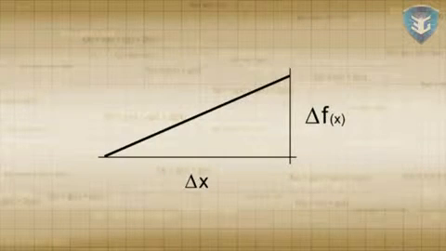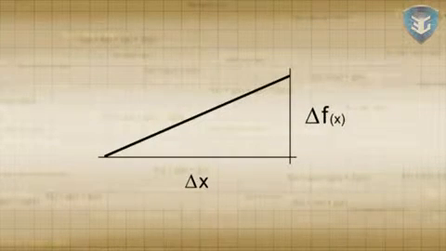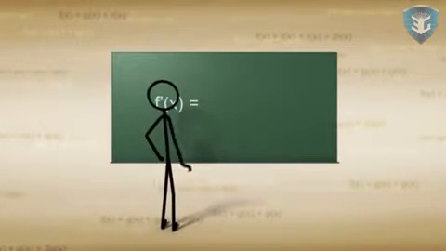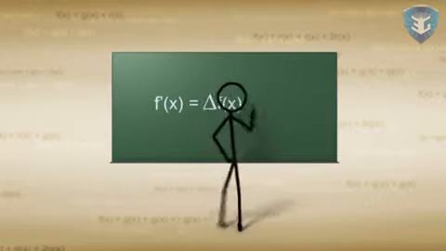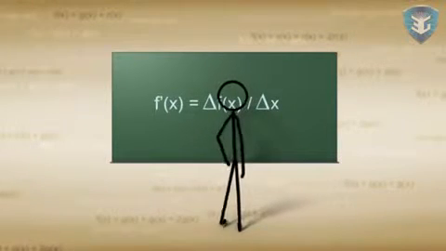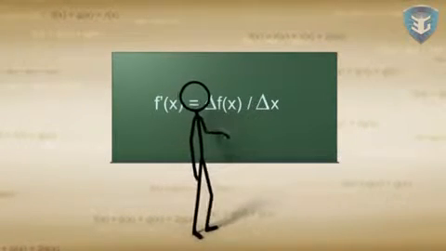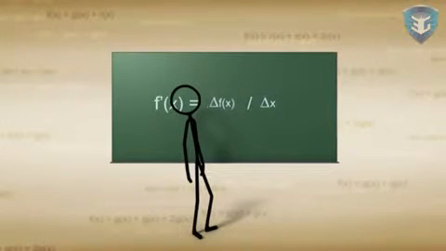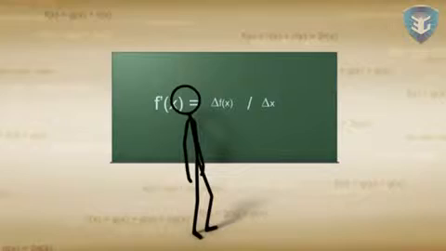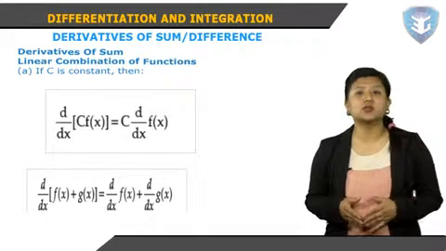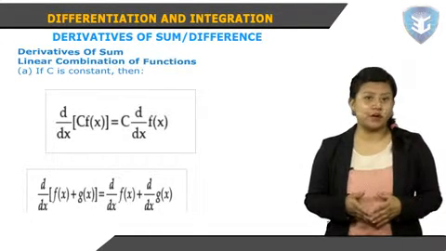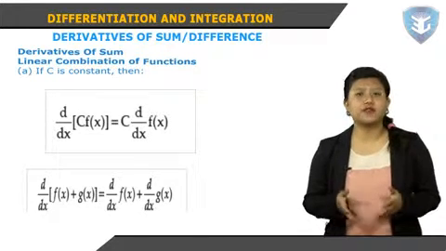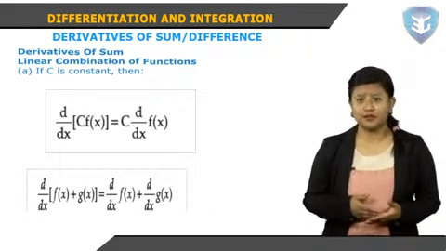Therefore, if f of x has a derivative, then f prime of x is equal to delta f of x over delta x, where delta f of x and delta x are infinitesimally small at each particular value of x. Now we will study the derivatives of sums and differences. The following are general rules which become obvious when the definition is applied to them.